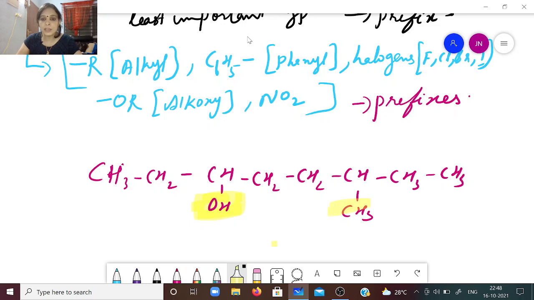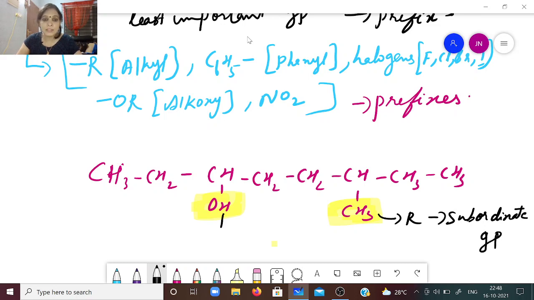Now you can see that here one functional group is there, that is the principal functional group, and this is R, that is a subordinate functional group. So this is R and it is a subordinate group. Whereas this is a principal functional group. Clear? Both are functional groups. So this is a principal functional group and this is a subordinate functional group.